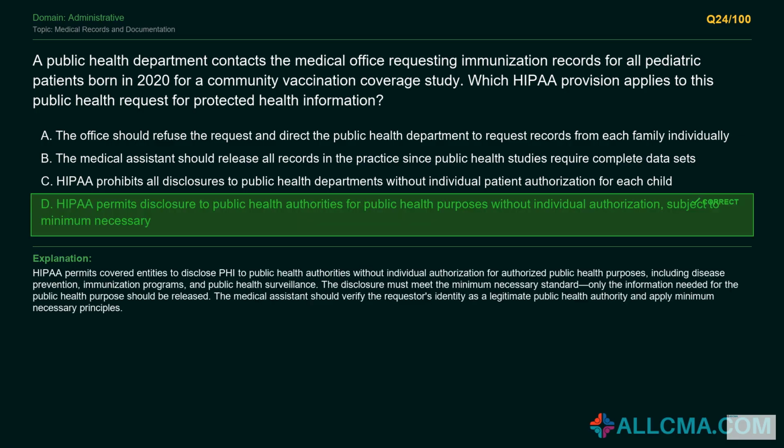The correct answer is D. HIPAA permits covered entities to disclose PHI to public health authorities without individual authorization for authorized public health purposes, including disease prevention, immunization programs, and public health surveillance. The disclosure must meet the minimum necessary standard. Only the information needed for the public health purpose should be released. The medical assistant should verify the requester's identity as a legitimate public health authority and apply minimum necessary principles.